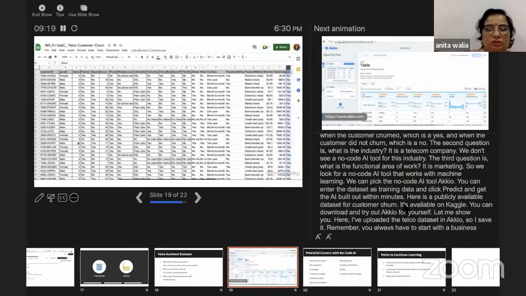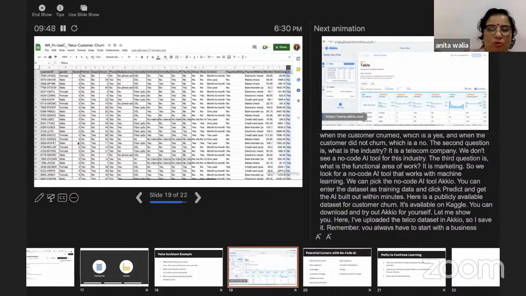The third question is, which functional area of the work is it? Is it operations? Is it marketing? This is marketing. Because this particular data will help the marketing campaign, marketing people, to define a marketing strategy to retain those people who have a possibility to churn or leave the organization, on the basis of the prediction that they are going to leave your services and take some other. So how do you lock in those customers?